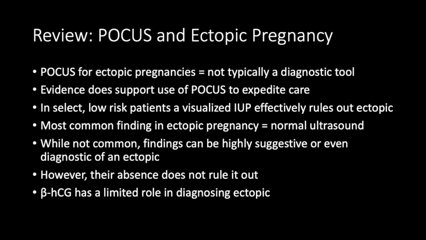As a review of last lesson, we talked about POCUS and ectopic pregnancy and how, because of the risk, oftentimes POCUS is not the diagnostic tool that should be utilized in evaluating an ectopic pregnancy. We did talk about how in select patients, visualizing an IUP can effectively rule out an ectopic, but that most commonly, when an ectopic pregnancy is present, a normal ultrasound is the most common finding. While not common, there are some things that are suggestive or diagnostic of ectopic pregnancies, and finding these things can help our diagnosis, but ultimately, we cannot rule out most of these cases and shouldn't using point of care ultrasound alone.